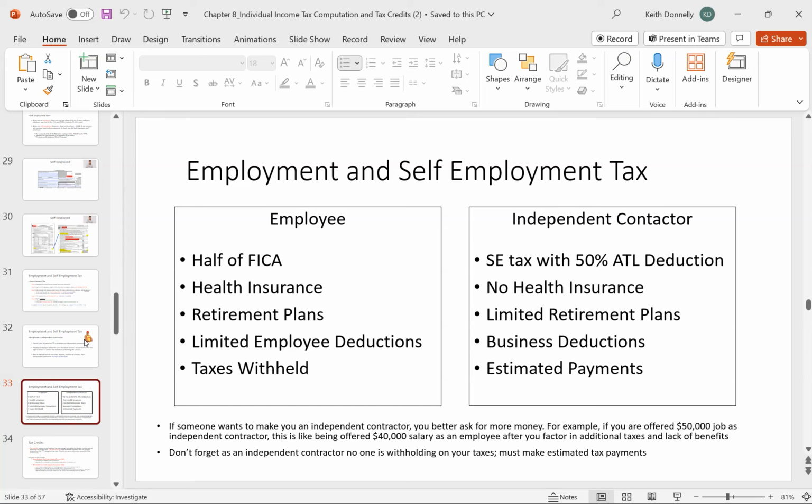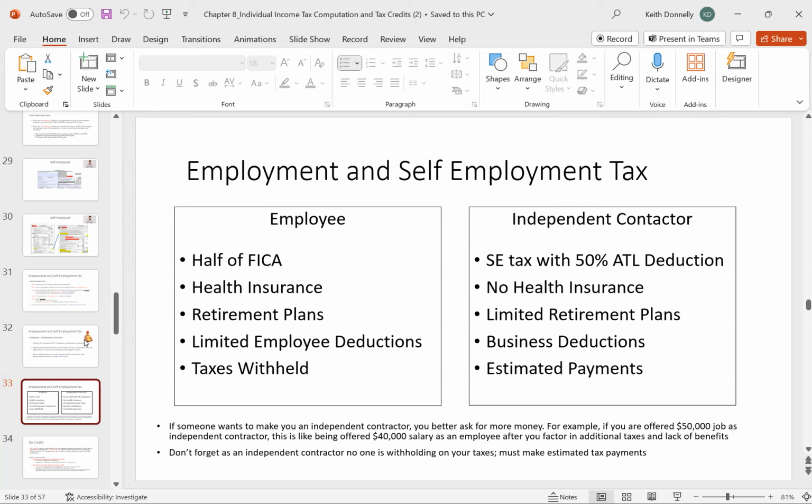You get health insurance. You can get a retirement plan with potential matching contributions from the employer. You're going to have limited employee deductions. You're not filing a Schedule C, and your taxes will be withheld, your income tax liability and your FICA tax liability. In distinction, if you're an independent contractor, you get hit with the entire 15.3%, though they do give you a 50% above the line deduction for that. You're not going to get health insurance. You'll have limited retirement plans. You can contribute, but there isn't really going to be a match on that.